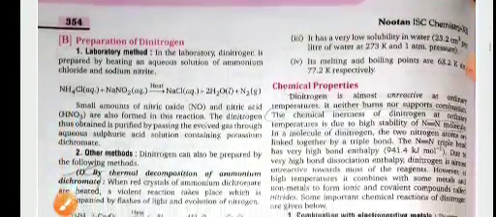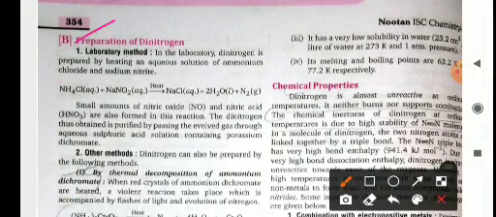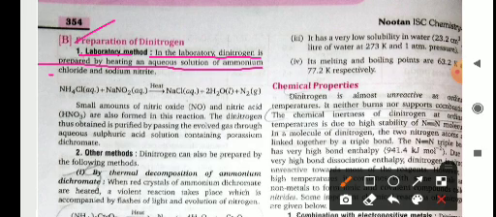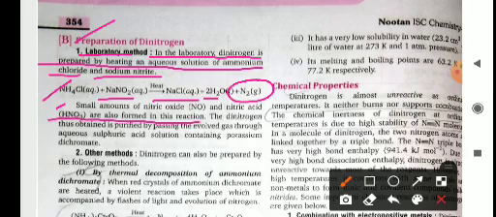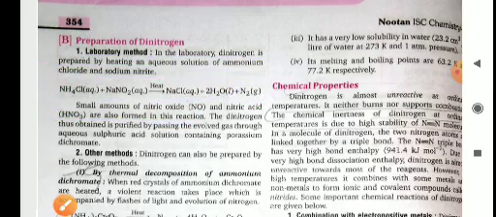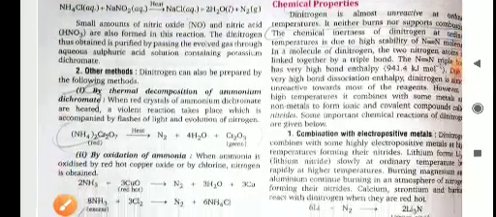Come to the preparation of dinitrogen. So laboratory preparation. In the laboratory, dinitrogen is prepared by heating an aqueous solution of ammonium chloride and sodium nitrite. So ammonium chloride reacts with sodium nitrite to give sodium chloride, water plus nitrogen gas. A small amount of nitric oxide and nitric acid are also formed during this reaction. So it is the advantage of this reaction.